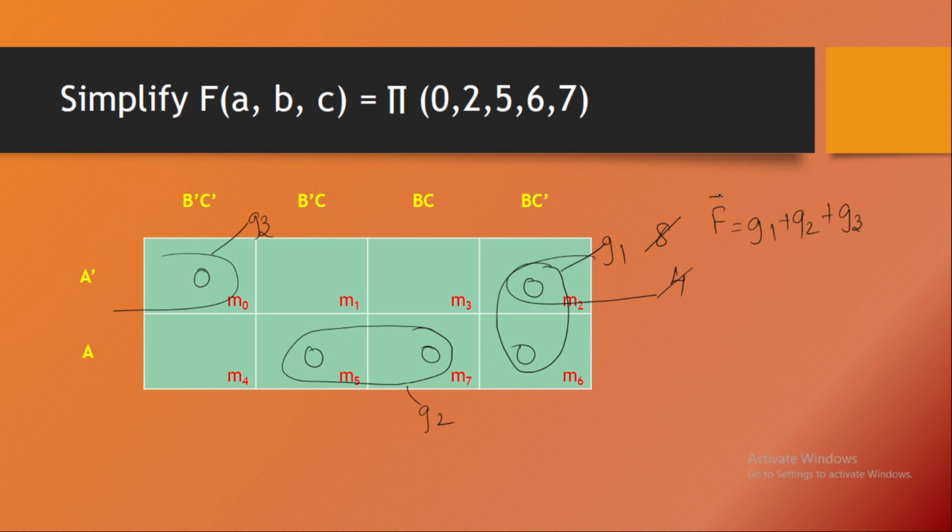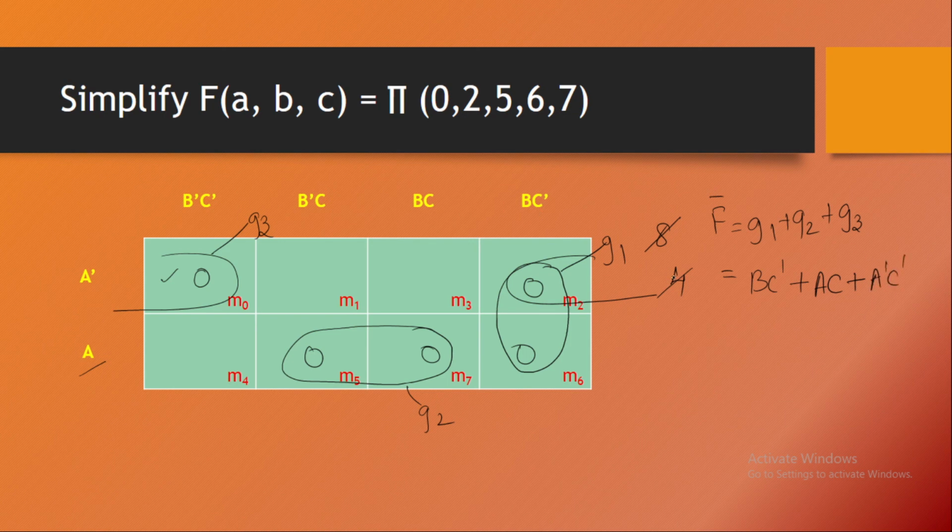Since we are using max terms, we represent that as F complement. So G1 is given by these 2 cells, which is M2 and M6. On the row side, I have 1 because A plus A dash gives me 1. On the column side, it is BC dash. So G1 is BC dash. G2 is given by A, which is on the row side, into my column B dash C plus BC, which is nothing else but C. G3 is given by the cells M0 and M2, which is A dash into B dash C dash plus BC dash, which is given by A dash into C dash.